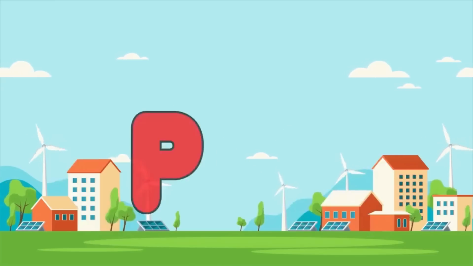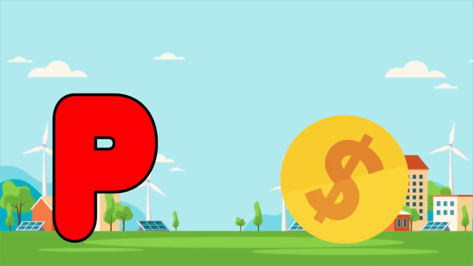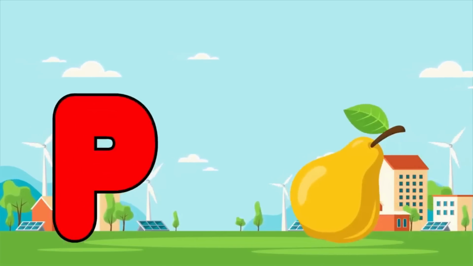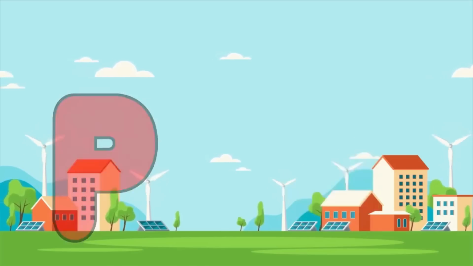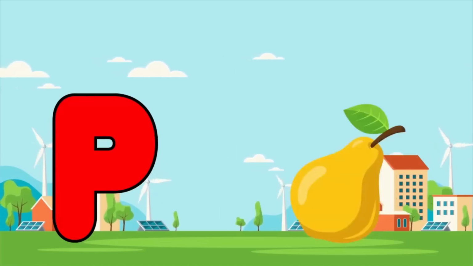P is for penny, p, p, penny. P is for pear, p, p, pear. P is for p, p, p, p, penny. P is for p, p, p, p, pear.